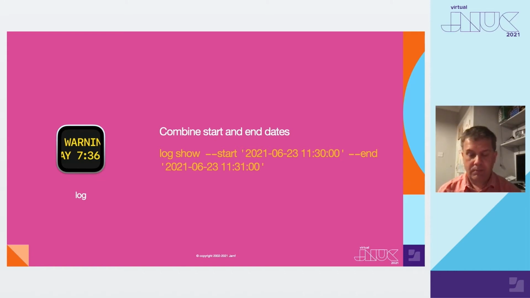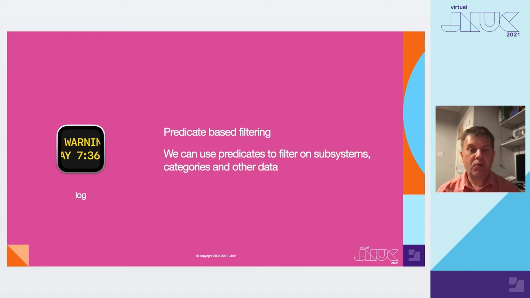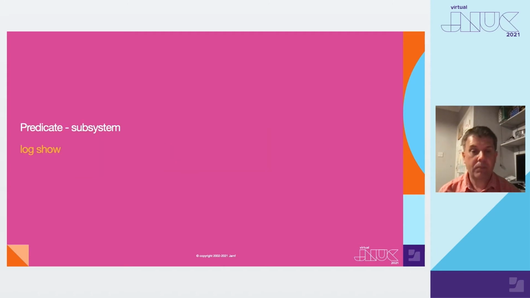Now, obviously, at this point, you're still going to get a lot of information because you're going to get all the logs between those time periods. So the next part we're going to look at is filtering based on what's called a predicate. A predicate allows you to filter the logs based on maybe a subsystem or a category or any other data that's available. So it's basically search criteria. So we can then perform searches on the logs within the system.